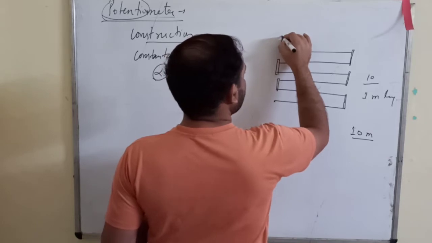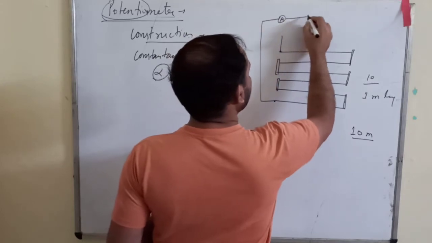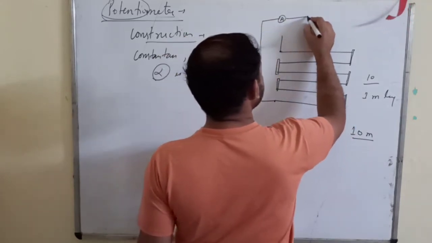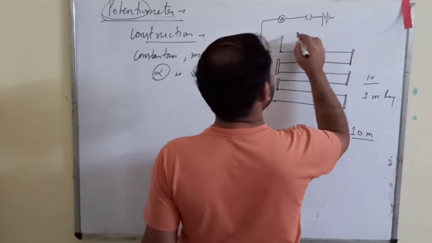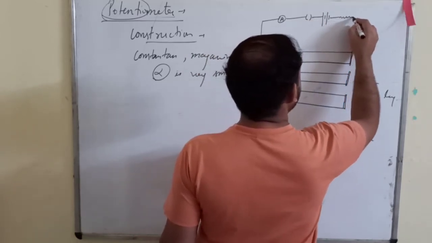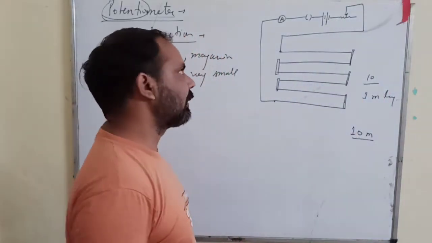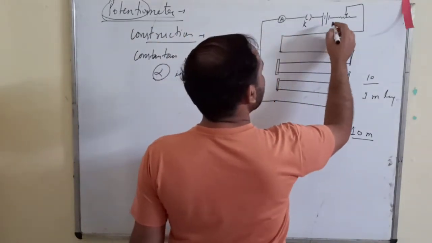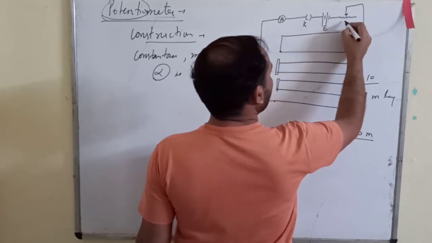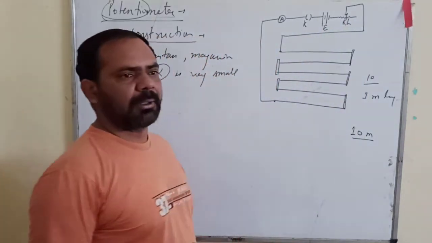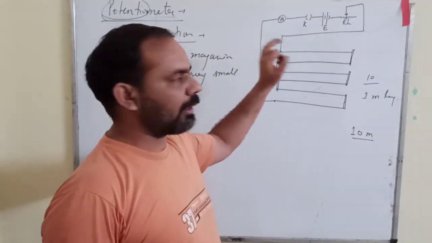There is an ammeter, then it is connected to a key, then to a battery, and that is connected to a rheostat. This is the ammeter, this is the key, this is capital E, the driver cell or battery, and this is the rheostat. The driver battery is the battery whose current will flow through the wire of the potentiometer.